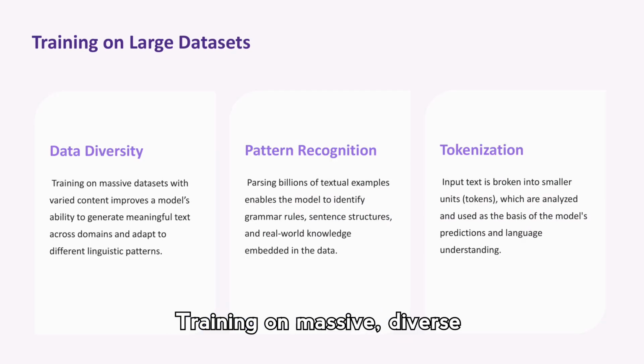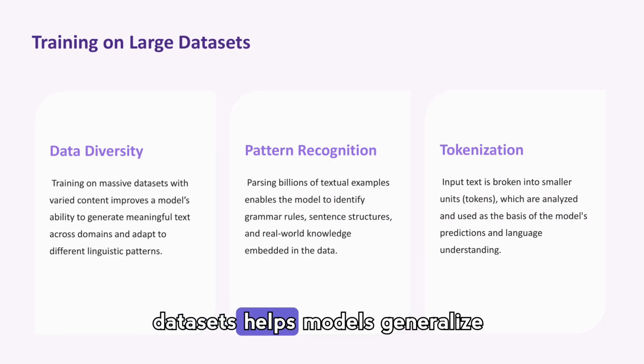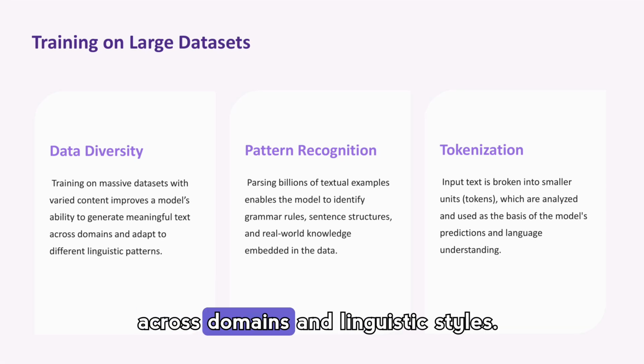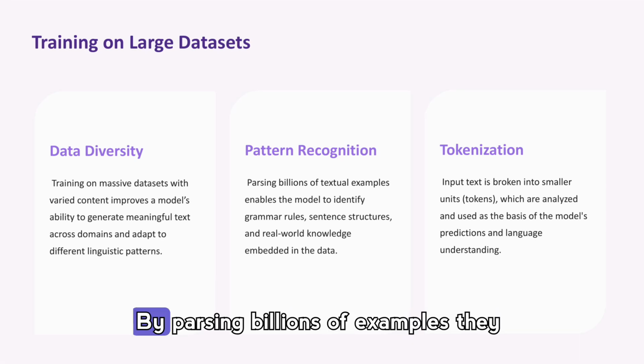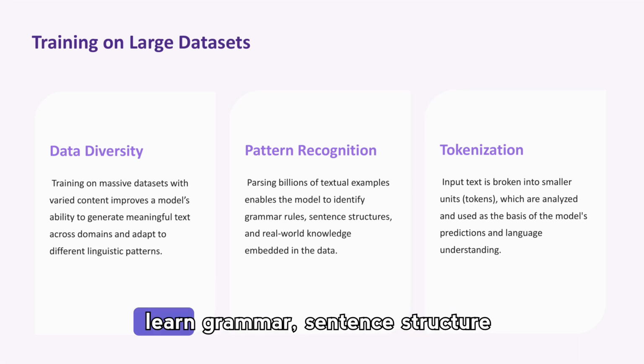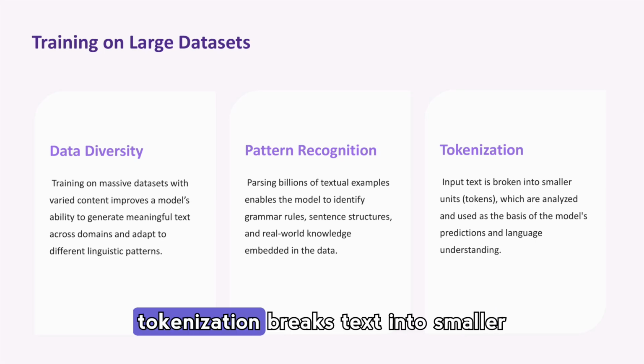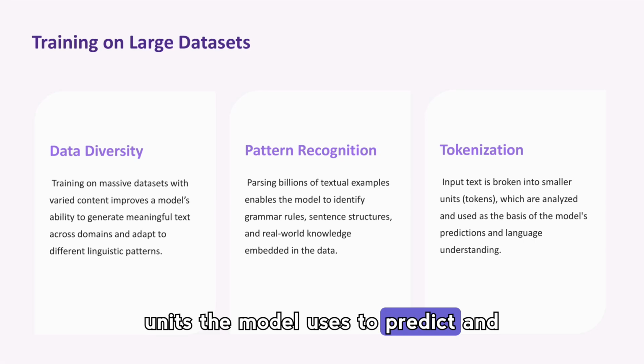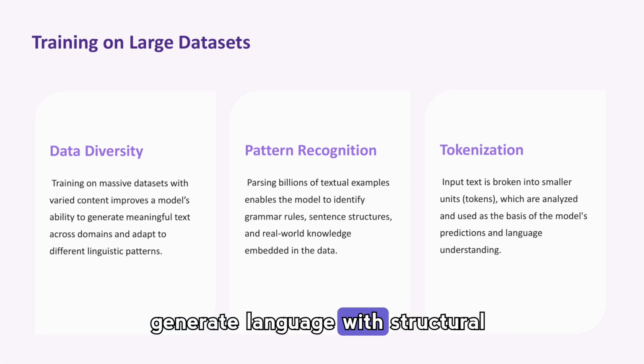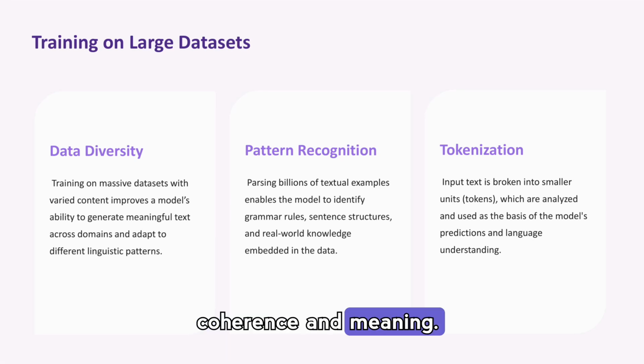Training on massive, diverse datasets helps models generalize across domains and linguistic styles. By parsing billions of examples, they learn grammar, sentence structure, and world knowledge. While tokenization breaks text into smaller units, the model uses them to predict and generate language with structural coherence and meaning.